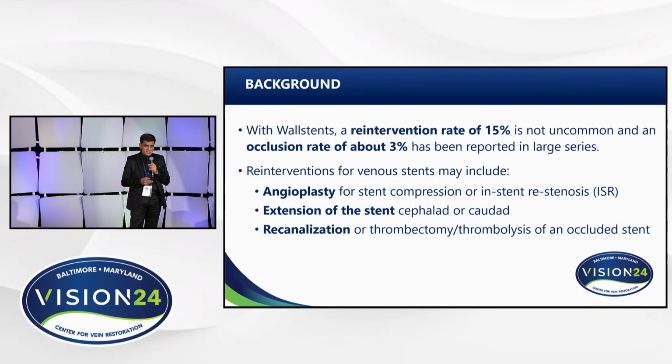With Wallstents, historically, we've seen a reintervention rate of 15%, and an occlusion rate of about 3% has been reported in large series. Reinterventions for venous stents may include angioplasty for stent compression or in-stent stenosis, extension of the stent cephalad or caudad, and recanalization or thrombectomy/thrombolysis of an occluded stent, and we'll expand on that in subsequent slides.